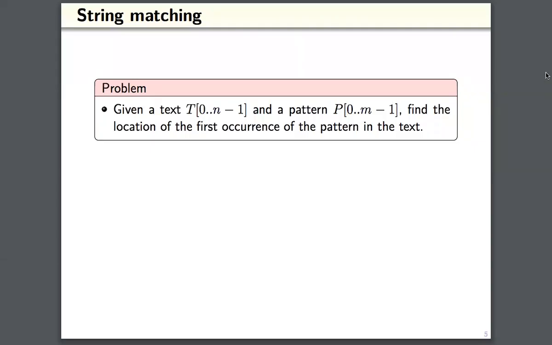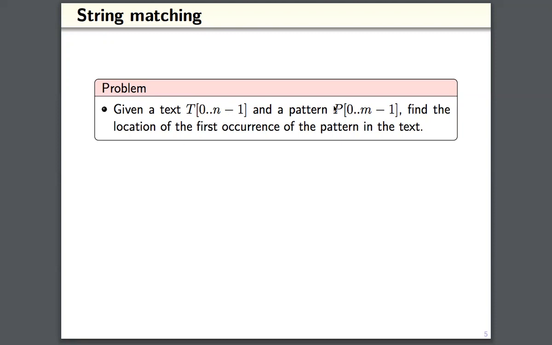Okay, so you are given a text and a pattern. Text is of size n, pattern is of size m. You want to find the location of the first occurrence of the pattern in the text. So these have different sizes, right? One simple idea is if m is greater than n, then definitely the pattern is not inside the text. You can say it doesn't exist. So we assume that m is less than or equal to n.